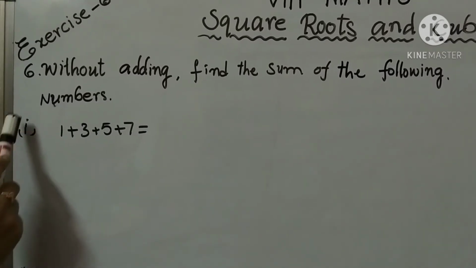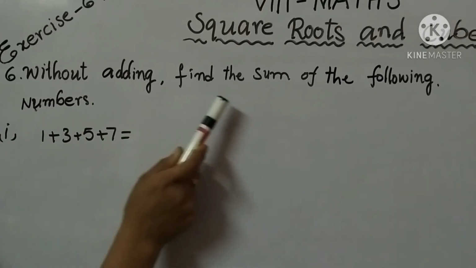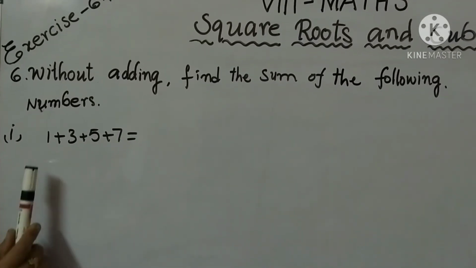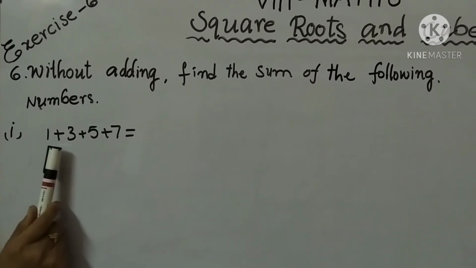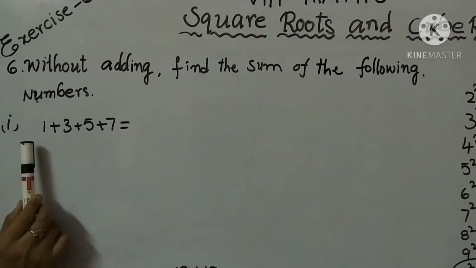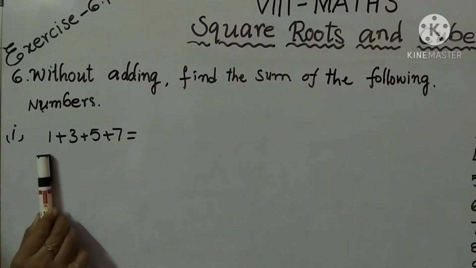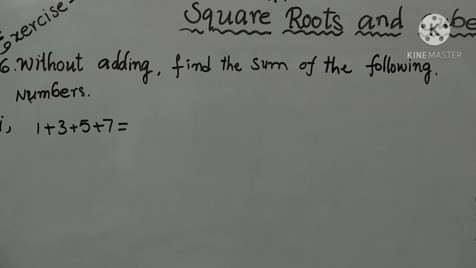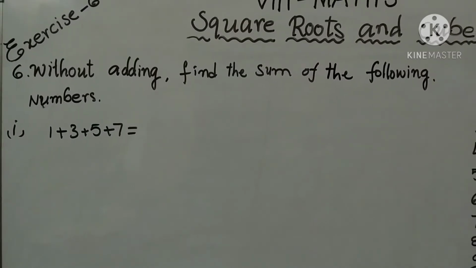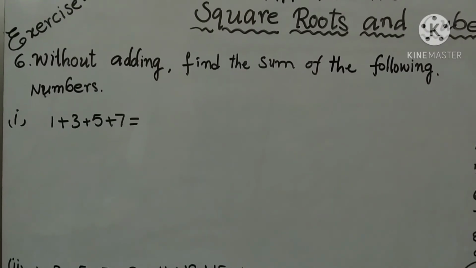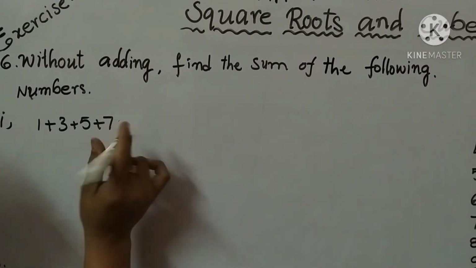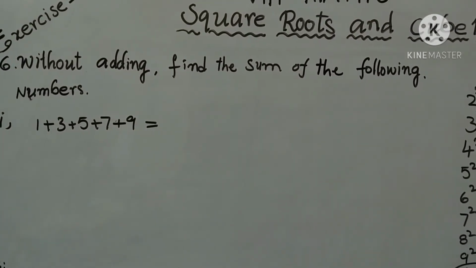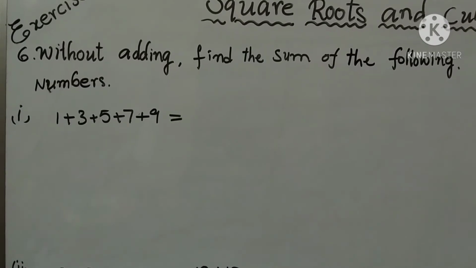Next, sixth Roman. Without adding, find the sum of the following numbers. Without adding means, here the first problem is 1 plus 3 plus 5 plus 7 plus 9 equals. So don't add these numbers.